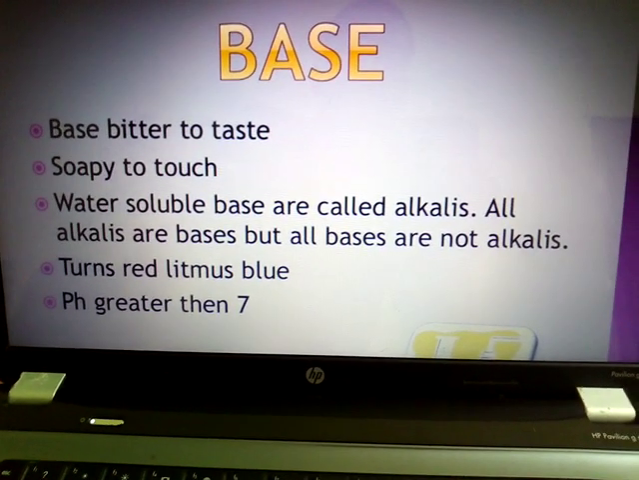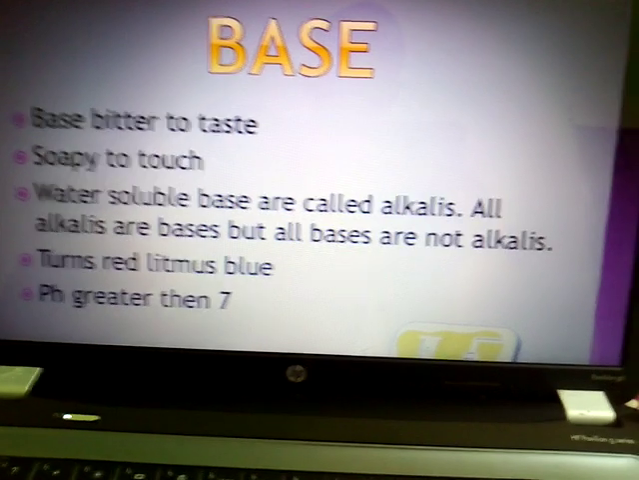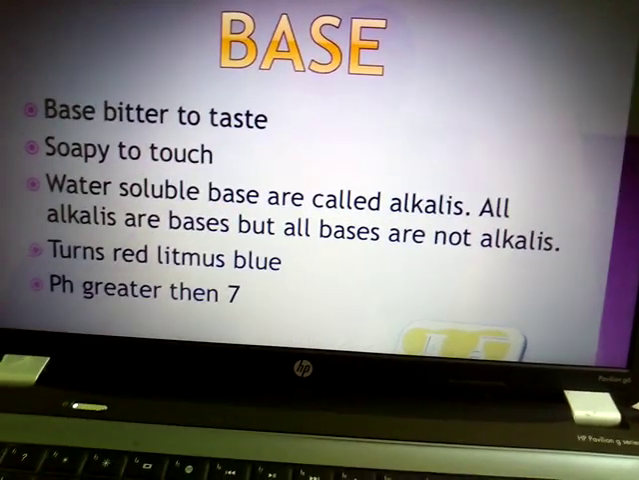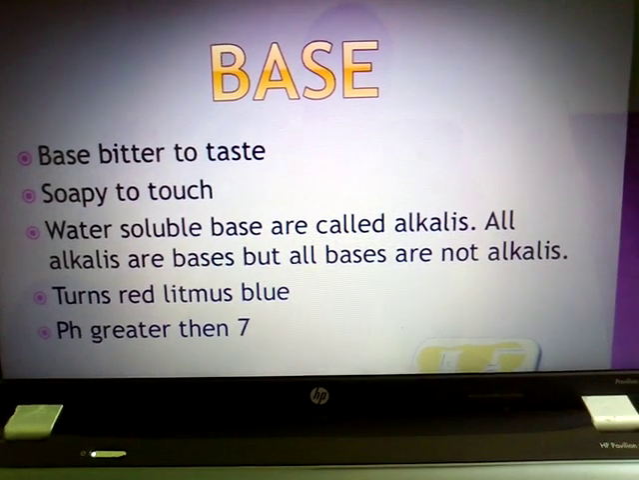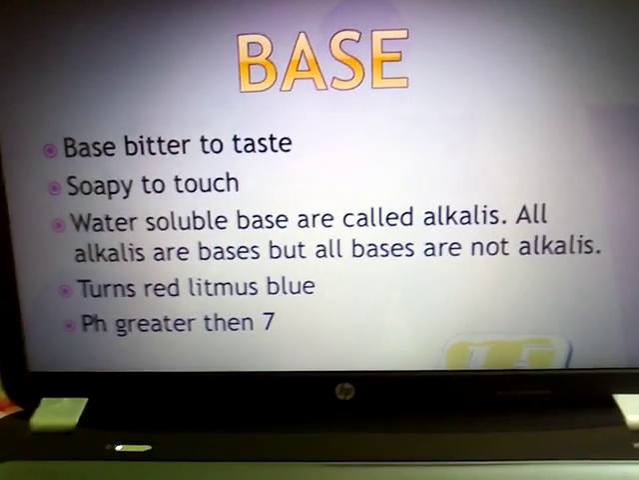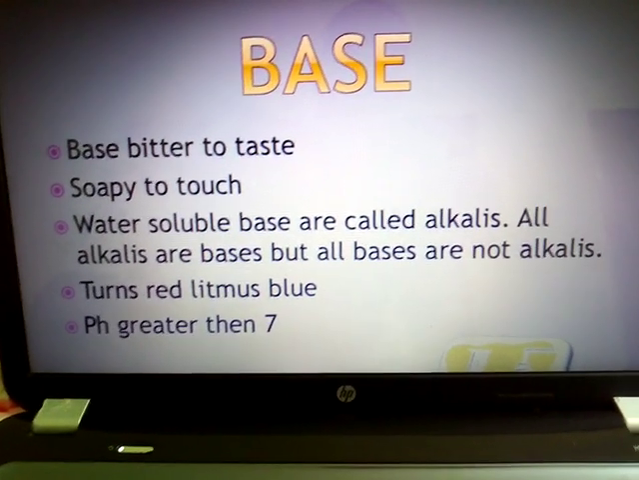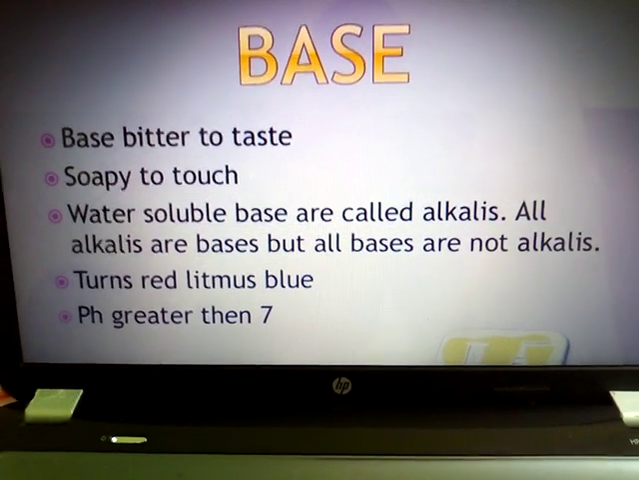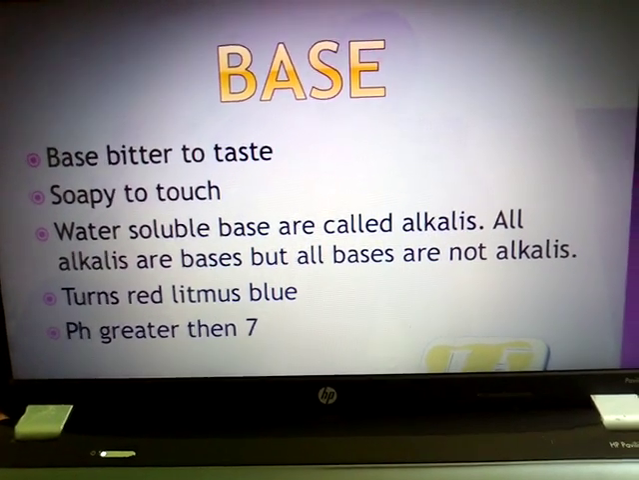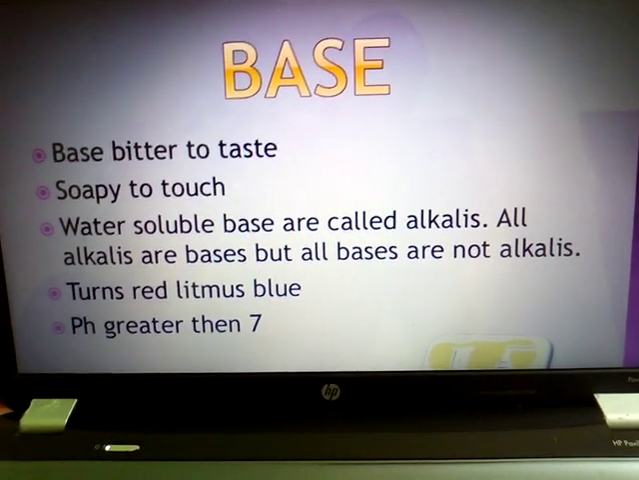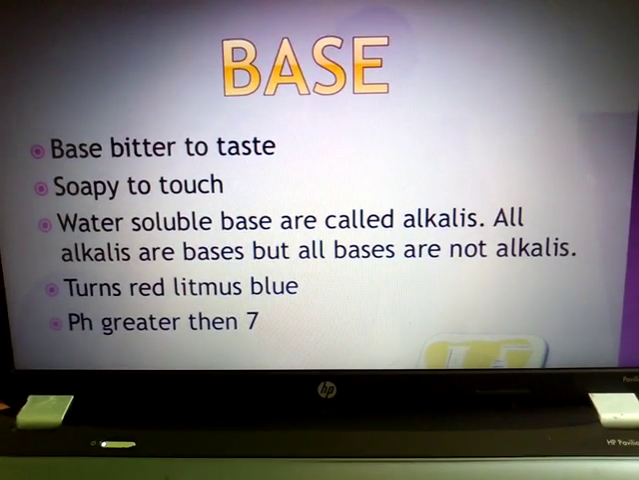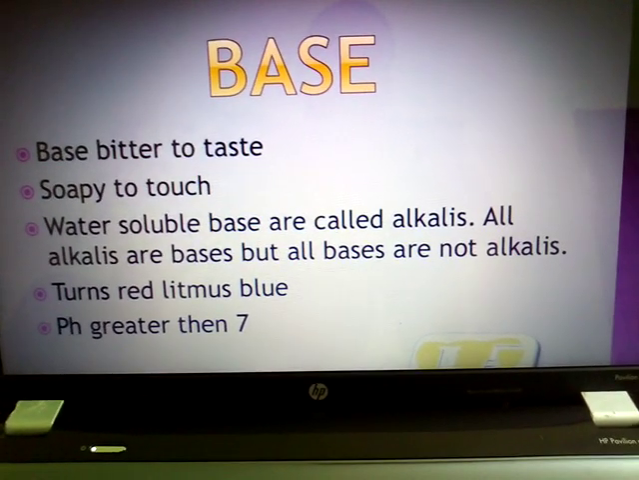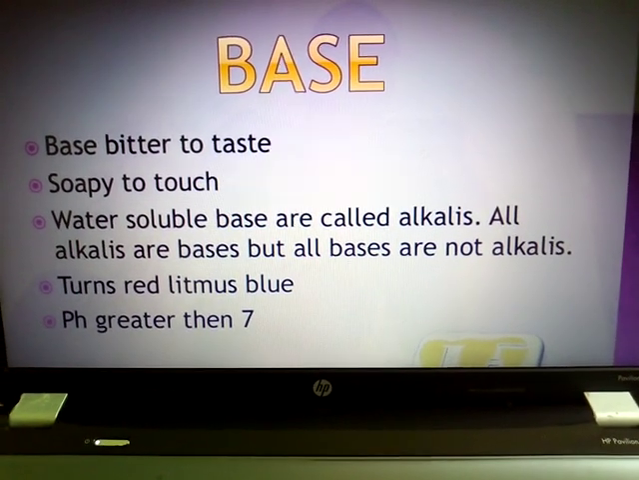When water soluble bases are present in any substance, they are called alkali. So any base which is soluble in water is called an alkali. And all alkalis are bases, but all bases are not alkalis. It means all bases are not soluble in water. Only those bases which are soluble in water are called alkalis.